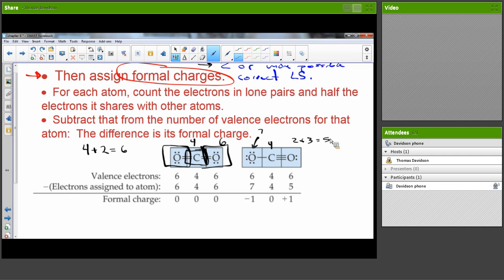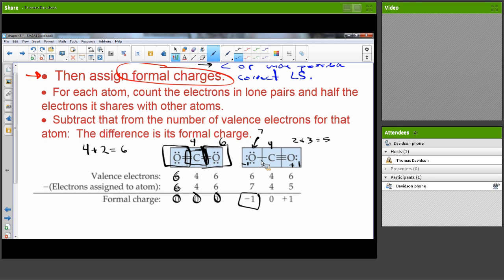All right, so the first thing you need to do is find out the numbers that are assigned, and then you subtract them from the number of valence electrons for that atom. So the valence electrons for oxygen was 6. In this model, the assigned were 6, so you subtract and you get a formal charge of 0. Carbon, 4, 4, and 0. Oxygen, 6, 6, and 0. Over here, though, you had 6 and 7, and you end up with a -1 formal charge on this oxygen. And over here, you end up with a +1 formal charge on oxygen.